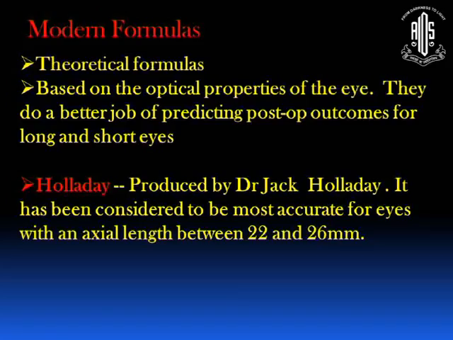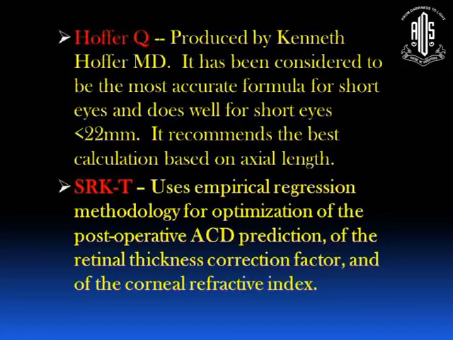So modern formulas, as we know, are theoretical and regression and whatnot. We'll talk about Holladay a bit in depth, produced by Dr. Jack Holladay. It's been considered the most accurate for eyes with an axial length between 22 and 26, which is what we routinely see. Hoffer Q is best for the shorter eyes. SRK/T uses an empirical regression methodology, and basically if you optimize SRK/T, it also predicts IOL power for almost the entire spectrum from shorter to longer eyes.